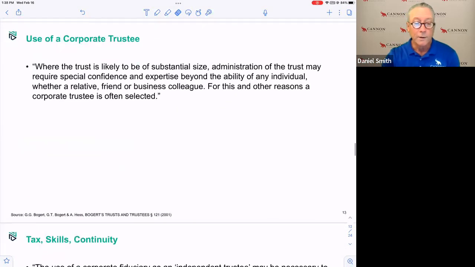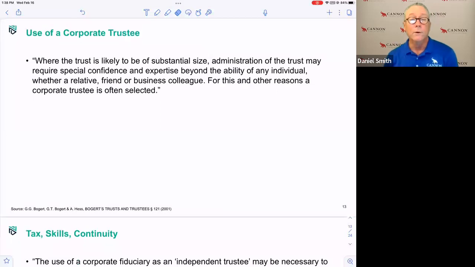I had a number of attorneys that I worked with who leaned directly towards using a corporate trustee, would tell their clients that directly. My suggestion is that you use a corporate trustee, and here are the reasons why.